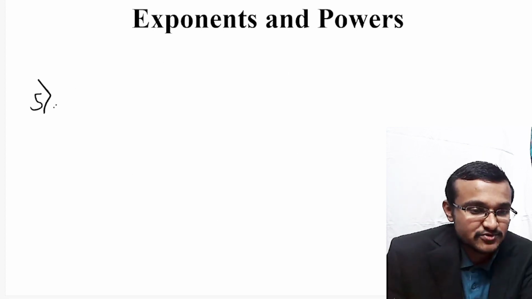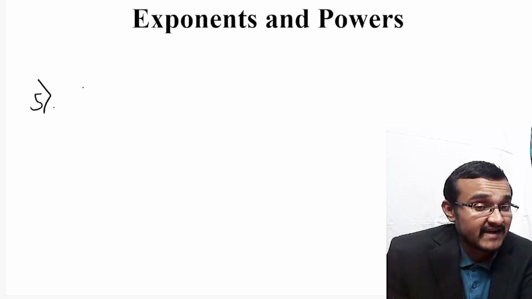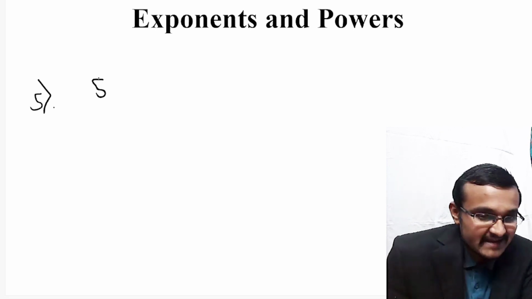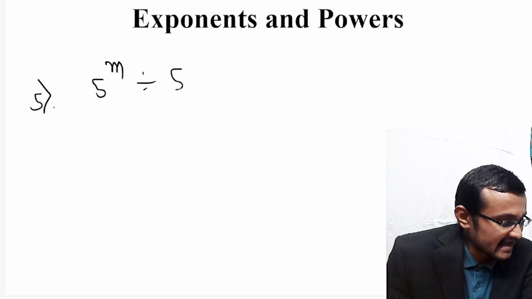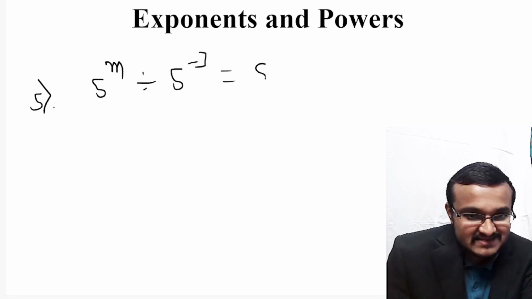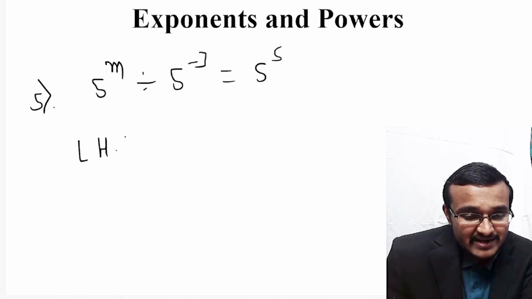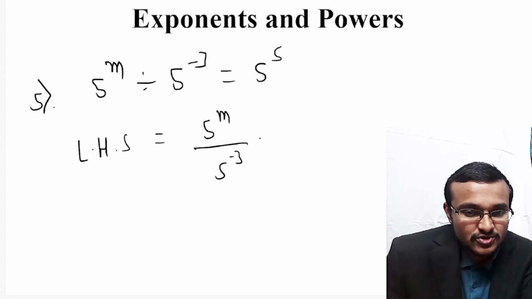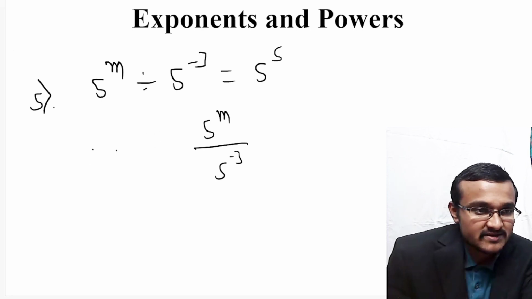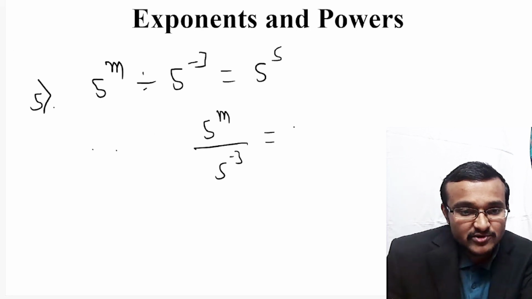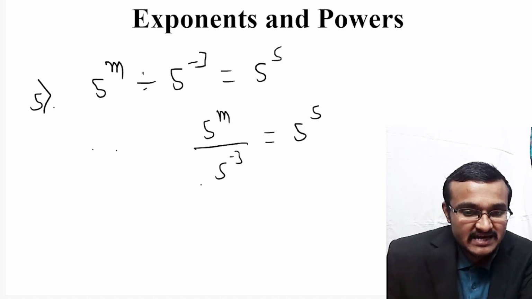So now coming to the fifth question, here you should find the value for m. 5 power m divided by 5 power minus 3 is equal to 5 power 5. Let us take both LHS and RHS together. So 5 power m divided by 5 power minus 3 is equal to 5 power 5. This is the equality which they have given.